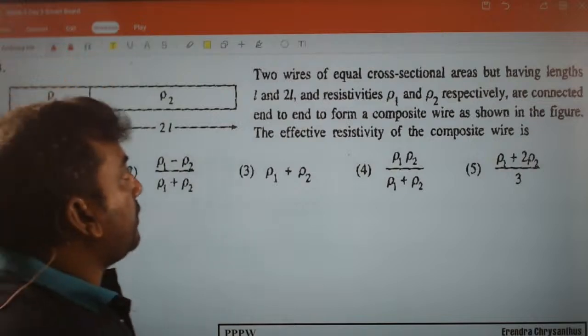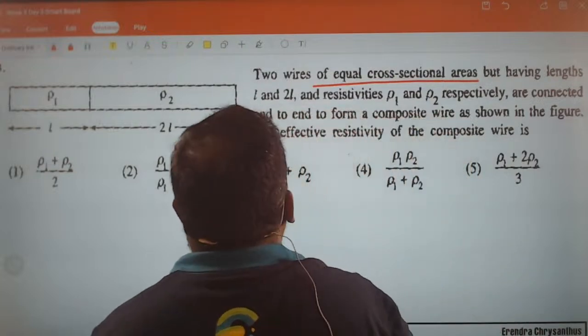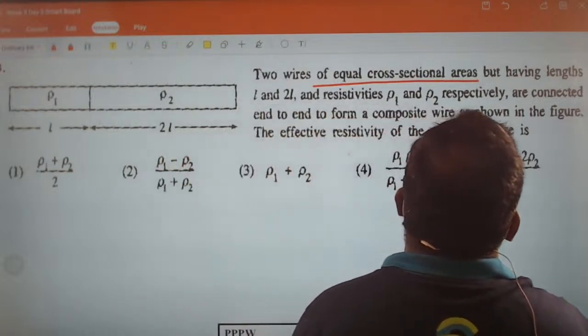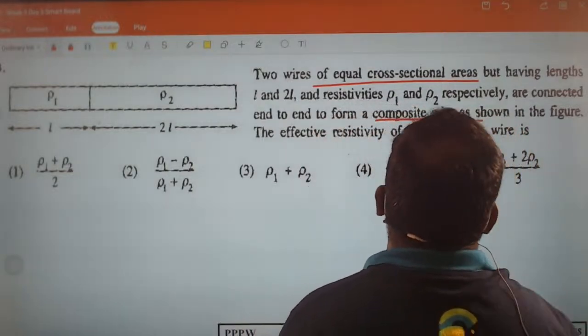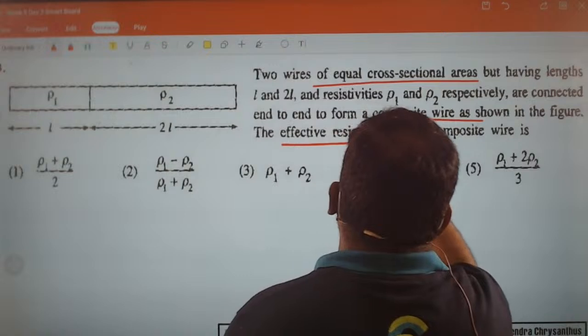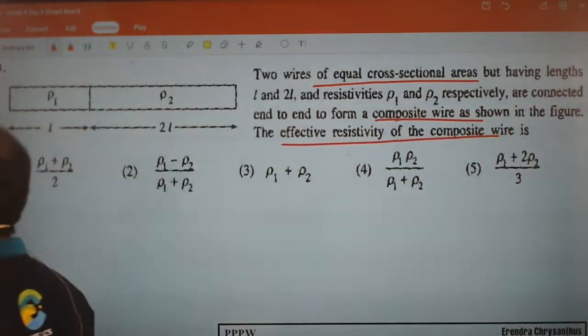Two wires of equal cross section but having lengths L and 2L and resistivity ρ1 and ρ2 respectively are connected end to end to form a composite wire as shown in the figure. The effective resistivity of the composite wire is, right?